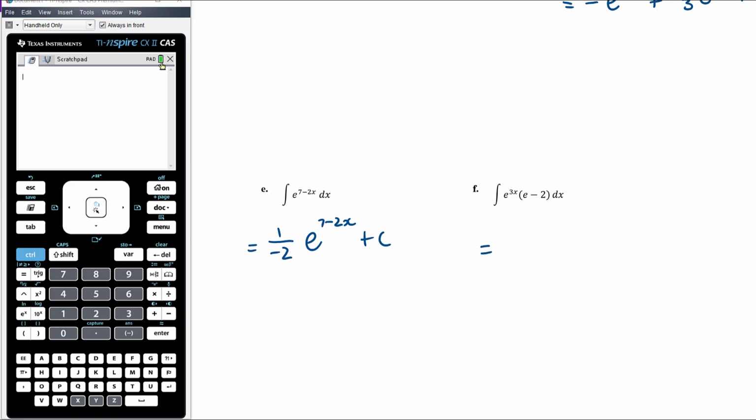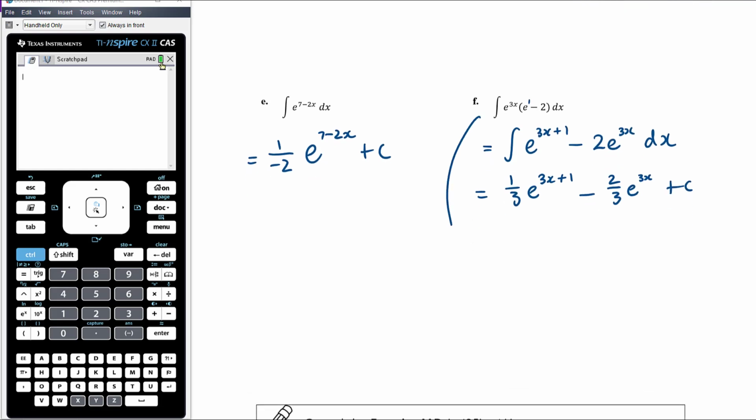Here we've got a product of two functions, so we need to expand that out before we can do it, although actually in this particular case we don't. So we could do this in two different ways. I'll do it by expanding it out first and then I'll show you how we actually don't need to. So if we expand this out, we get e to the 3x plus 1 minus 2e to the 3x, and then we can antidifferentiate that, so it's going to be 1 on 3 e to the 3x plus 1 minus 2 on 3 e to the 3x plus c.